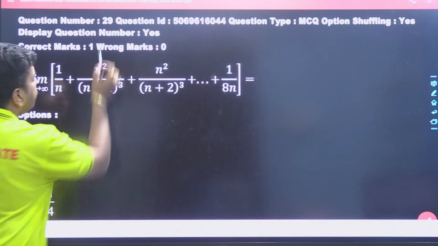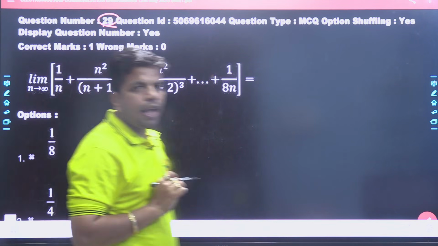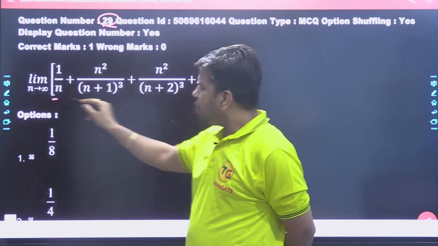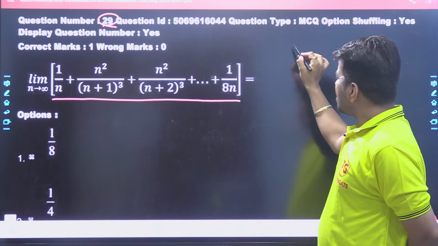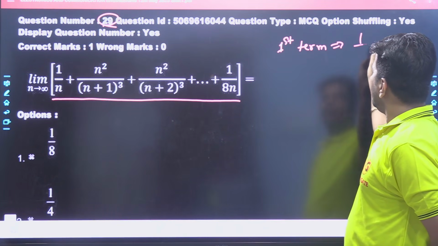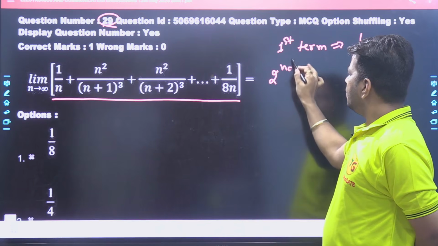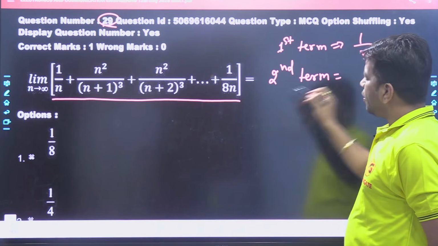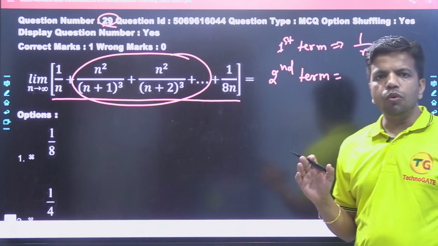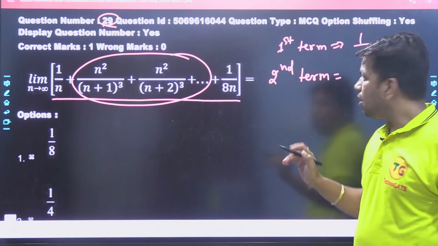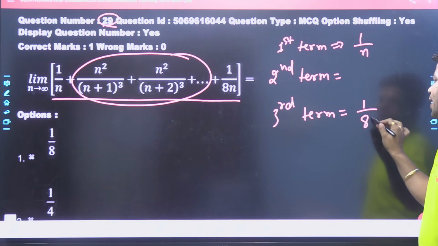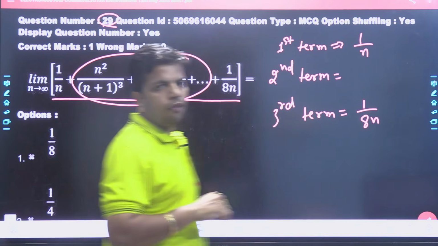Now see question number 29. Limit of 1 upon n plus n square upon (n plus 1) cube, and so on, till this. Here we need to take a limit of this. It consists basically of 3 terms. The first term is simply 1 by n. The second term is the series n square upon (n plus 1) cube plus n square upon (n plus 2) cube and so on. And the last term is 1 by 8n. So the equation is the addition of these.